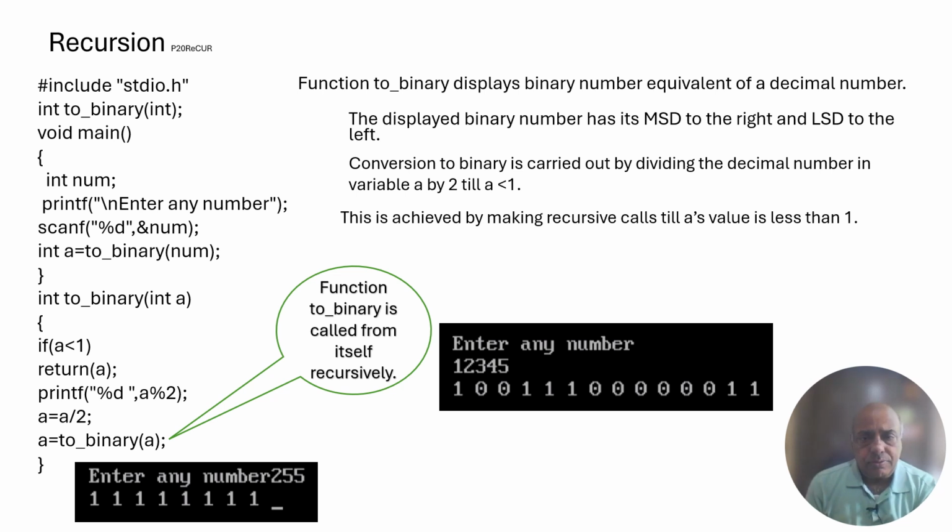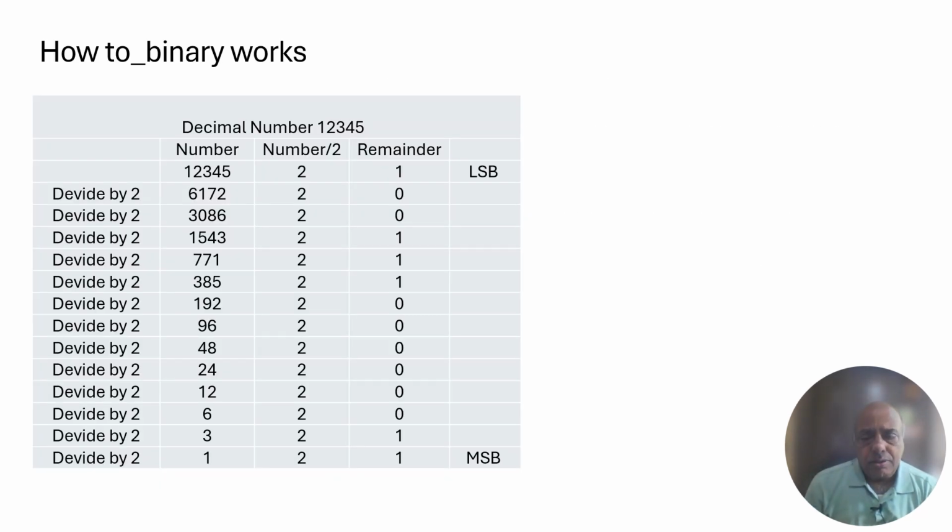Now in this second execution of the program, I entered the number 12345, which got converted into a binary number and is displayed on the screen. MSB is to the right. The rightmost digit represents the most significant digit, and the leftmost digit represents the least significant digit. In this way, we convert a decimal number to a binary number.